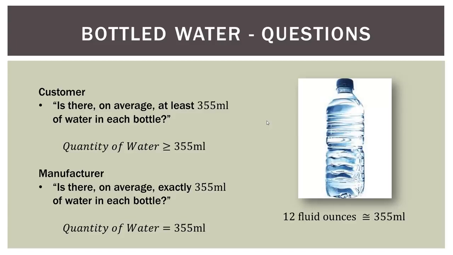So if we're the manufacturer, we don't want to be under 355 or over 355. If we're the customer, we want it to be at least 355, either equal to or more than, because in that latter case, we'll get a little bit more than we're paying for. So it's all about how we formulate the question and our own point of view.